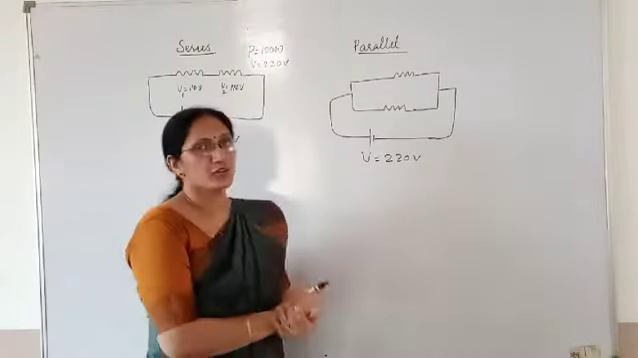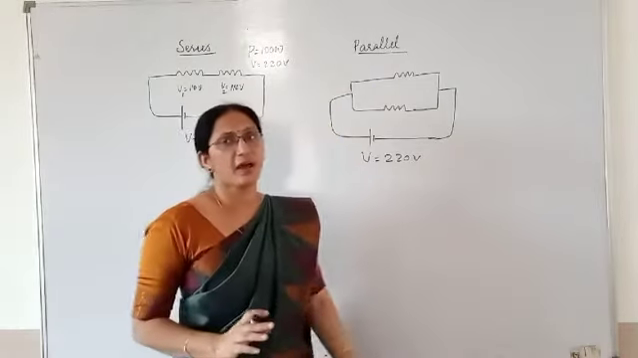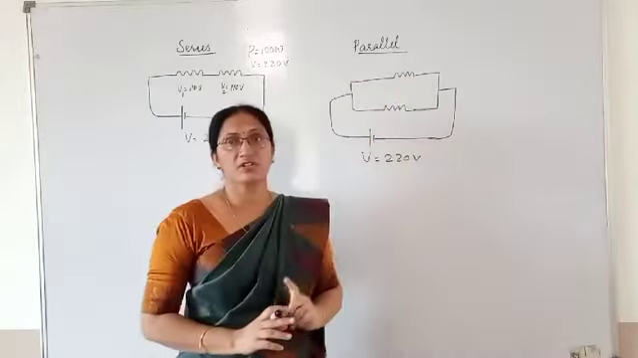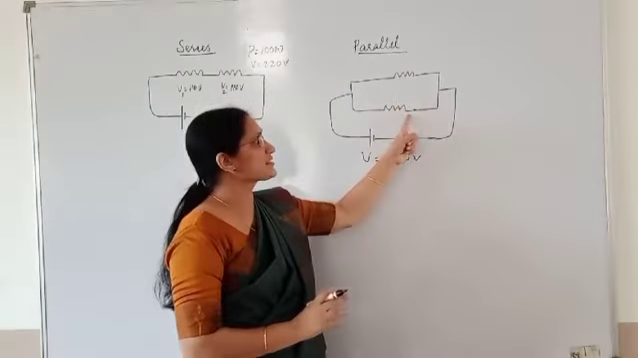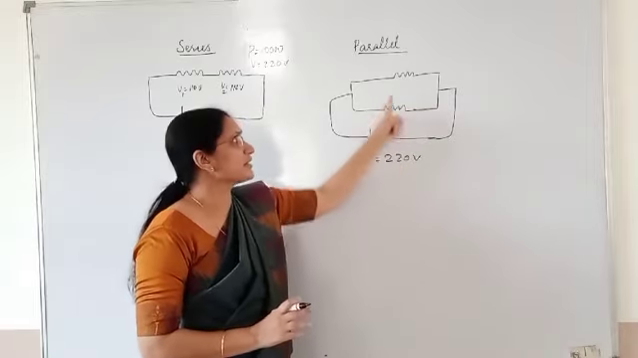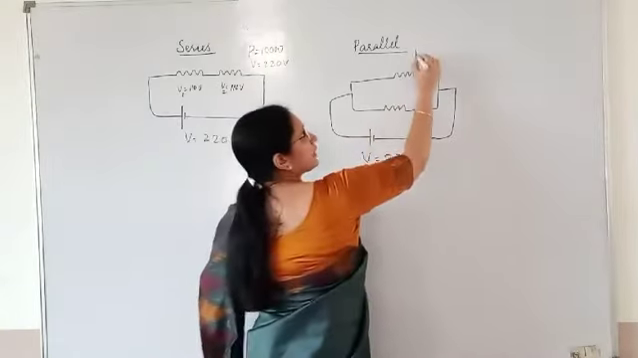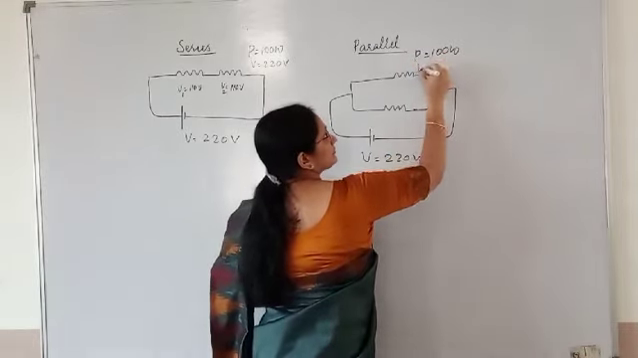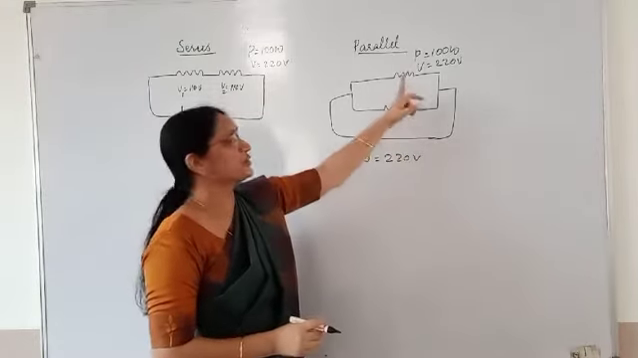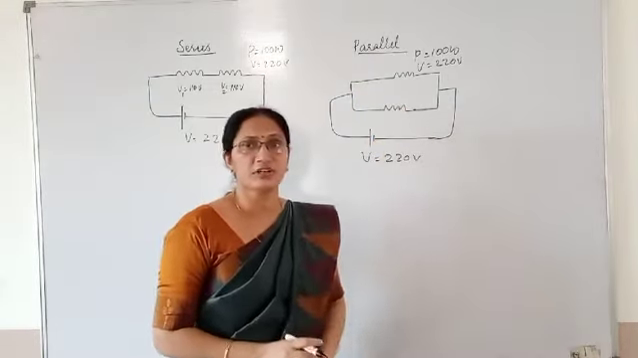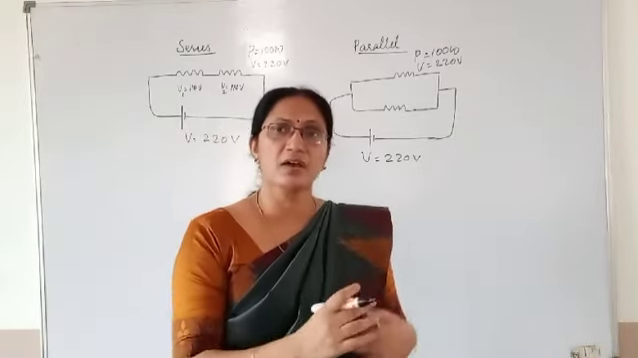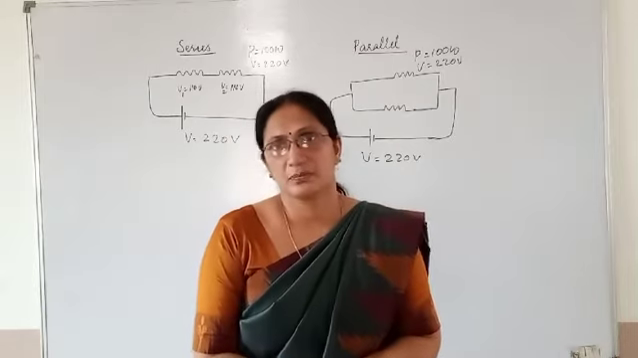What about a parallel circuit? Suppose the same similar bulbs are connected in parallel. According to the characteristic of a parallel circuit, if you join resistors in parallel, each one will get the applied voltage. That means in this case, the bulb will get the required voltage. Since they are in parallel, this 220 volt will be available for both the resistors. If you increase the number of resistors in parallel, all will get the same potential difference.